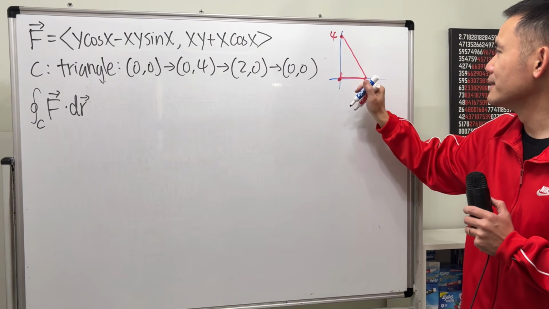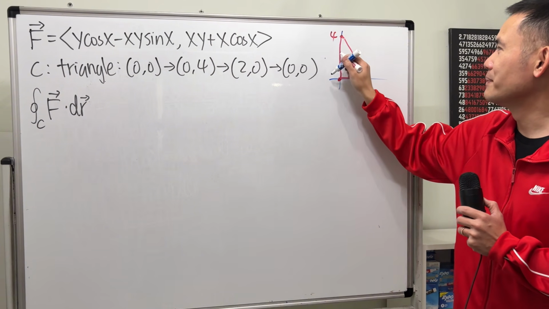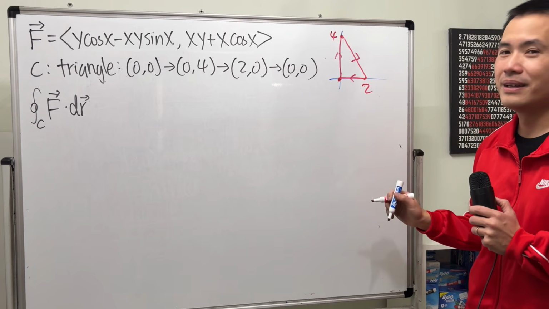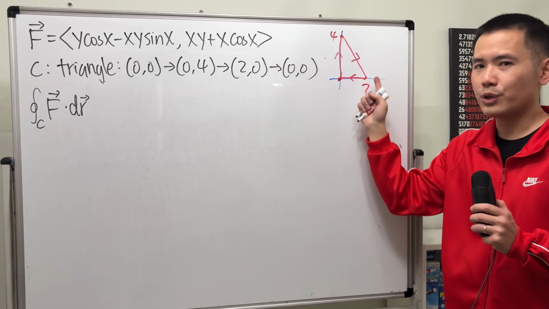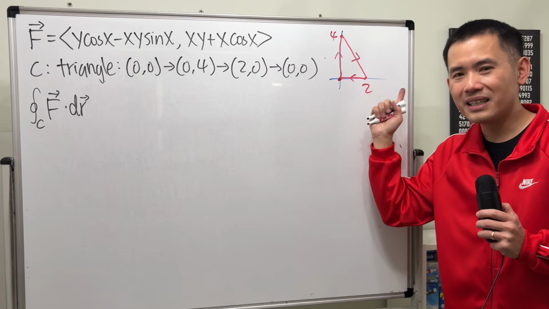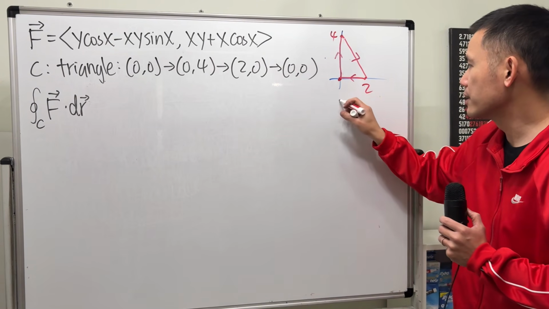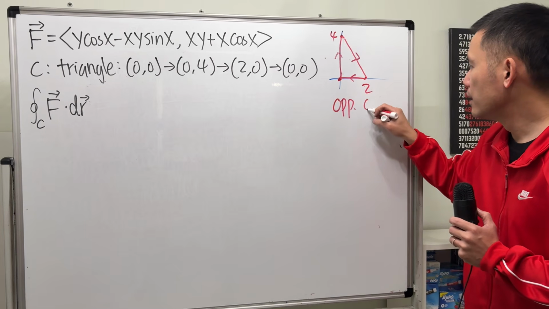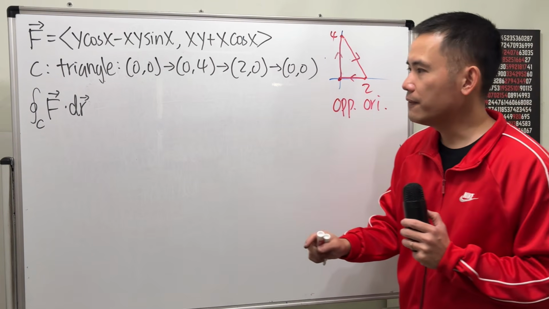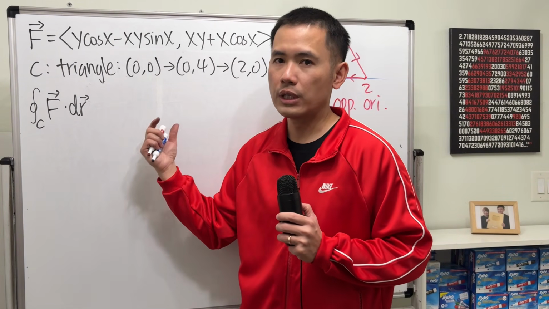That was bad. We don't go off track. But anyways, here, here, and here. Now notice, which direction is this? This is the clockwise direction, which is considered the opposite orientation. So in fact, we will have to negate the result that we're about to get.